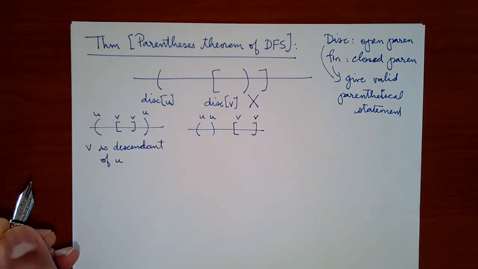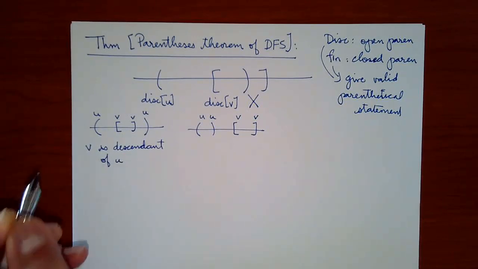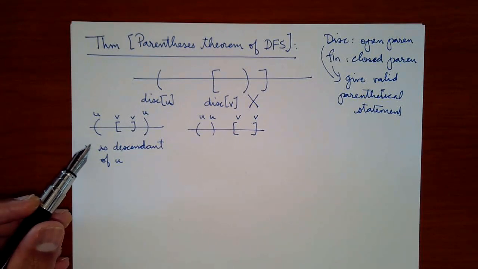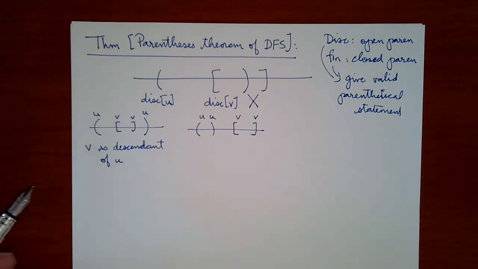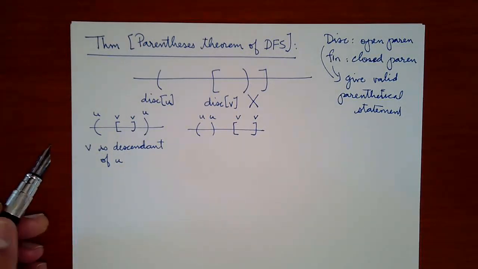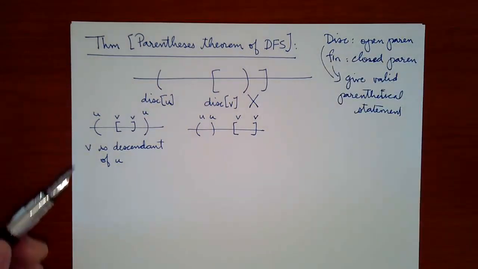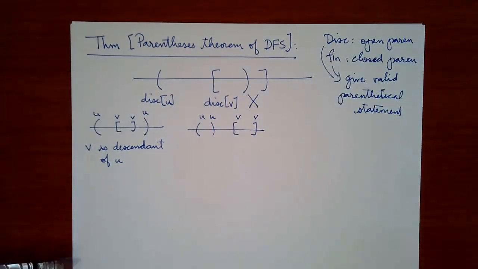Professor, can you show the graph diagrams of these parentheses that will help clarify? The graph diagrams, I'm not sure I know what you mean. Like when you discovered U and then V, for the left one and for the right one. You mean you want to see examples of these? Yeah, just a short graph. Sure, I will show an example of these. Let me first write down the statement completely, and then I will show you examples.